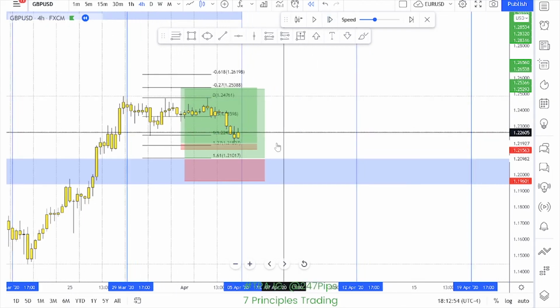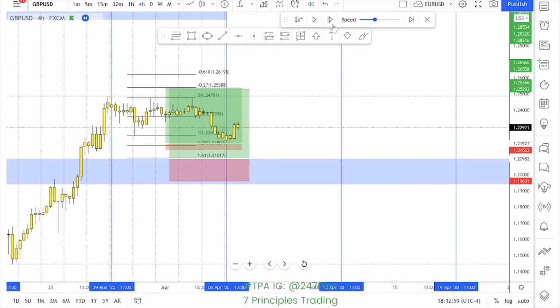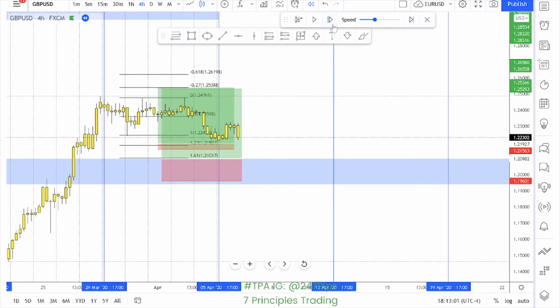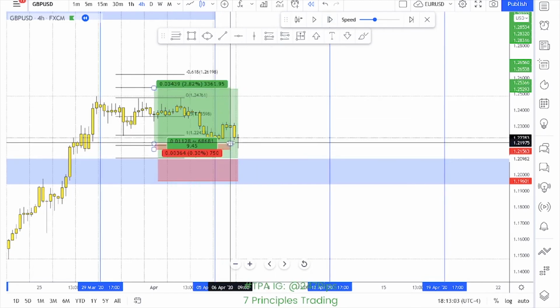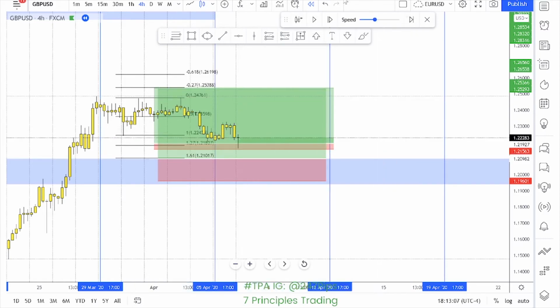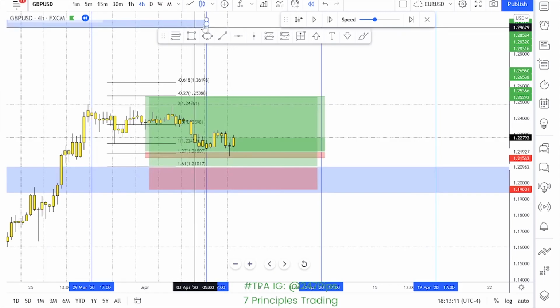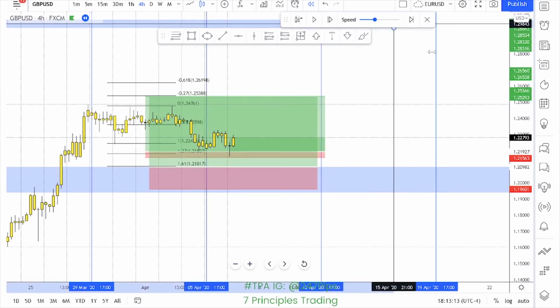We did not tick into the 127 yet. Okay, so bearish week. I believe we might have just ticked in. Yep. Okay, so we're still going with the same bias. We want to get back to that TP area right around here.